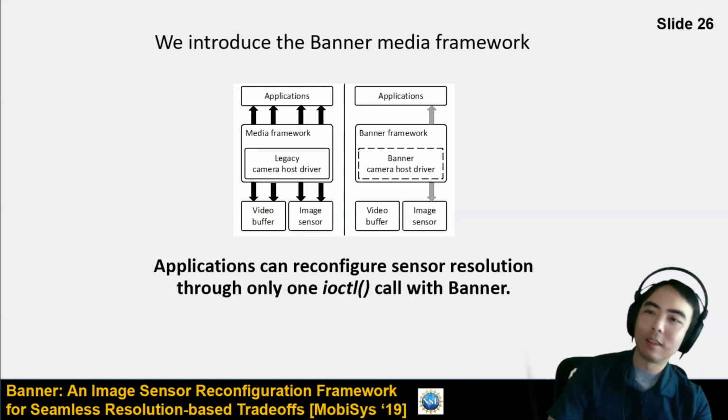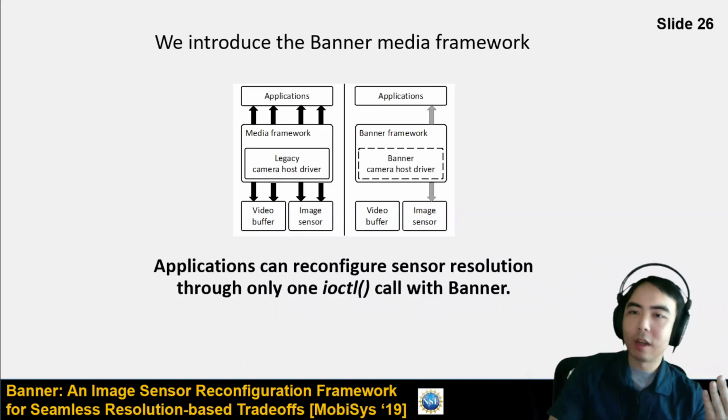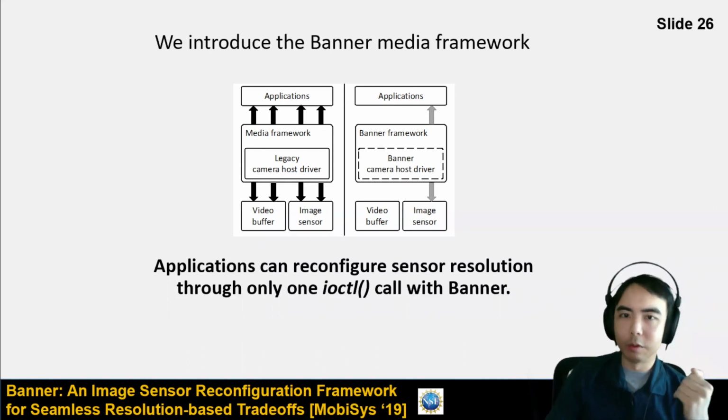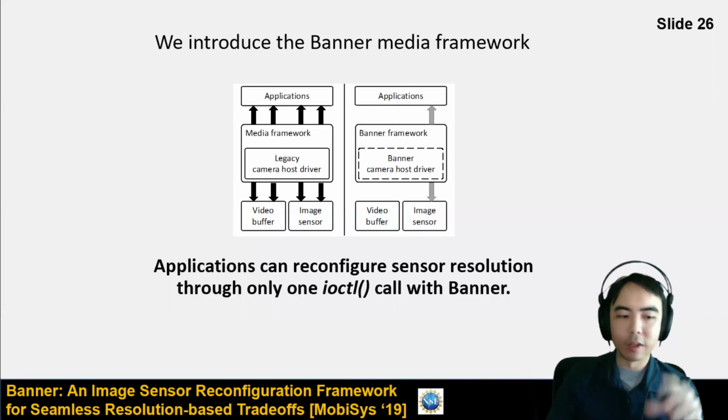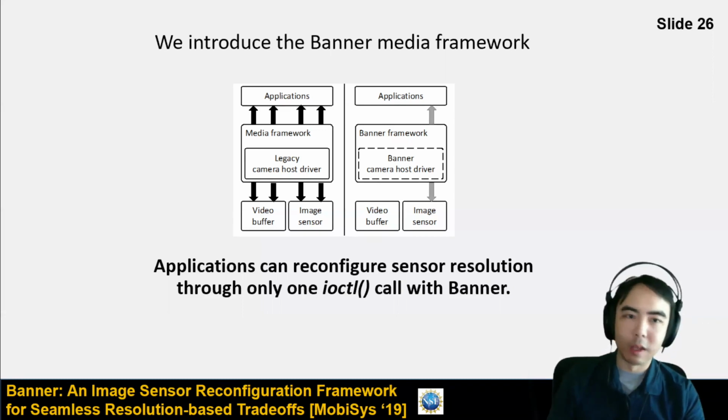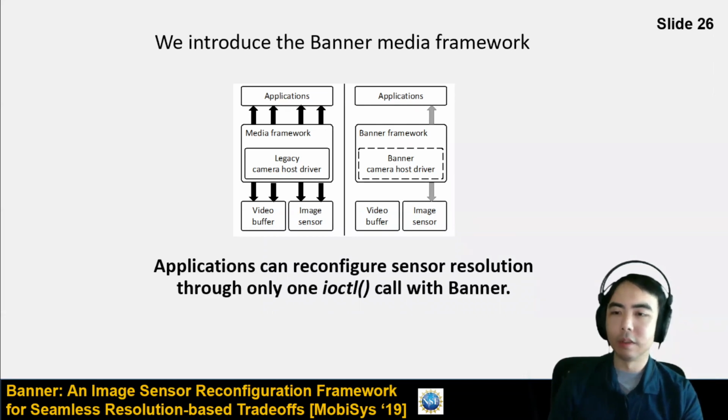But in any case, this is our Banner Media Framework, which will allow you to change from high resolution to low resolution to high resolution without dropping any frames in between, completely seamlessly. And we do this by allowing our applications to reconfigure sensor resolutions with a media framework that only uses one ioctl call.